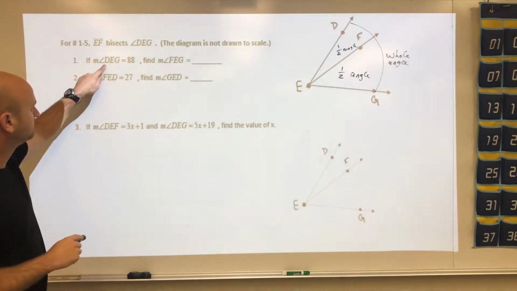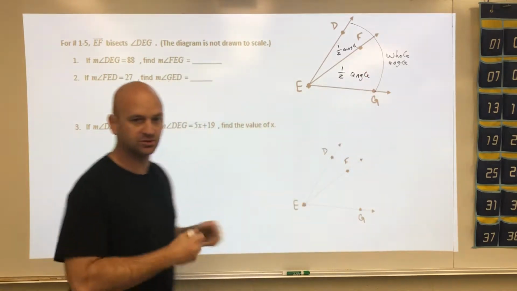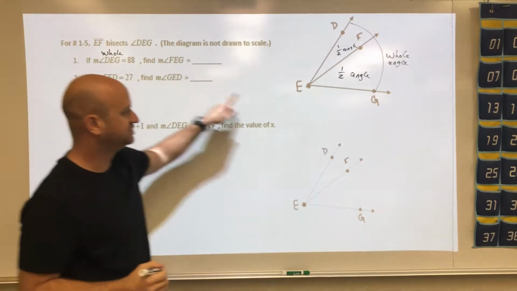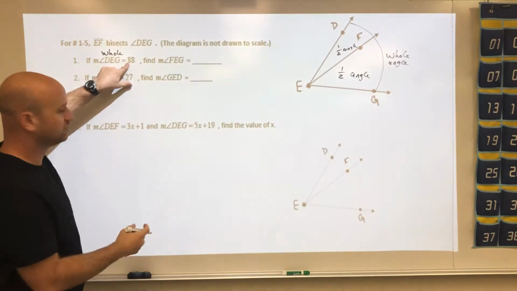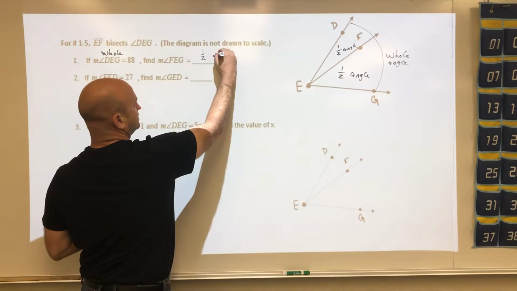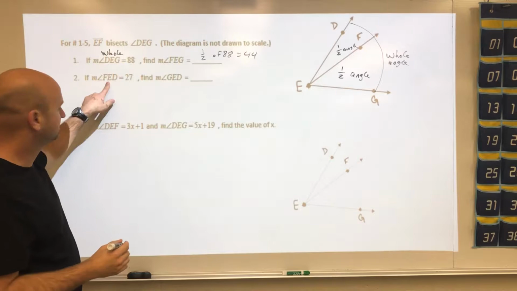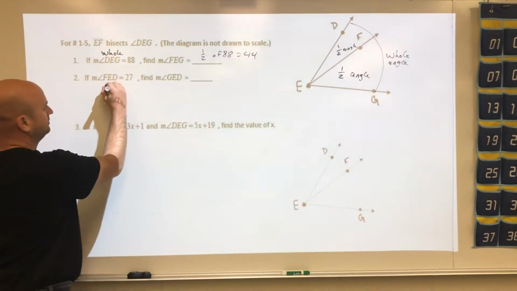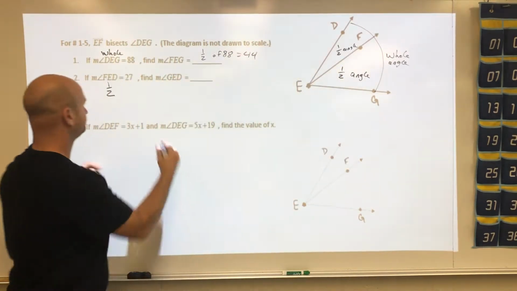So if we look at this one here, angle DEG, so DEG is going to be the whole angle. So we're going to identify this as the whole. Now FEG is F, E to G, that's half. So if you have the whole angle equaling 88, what's half of it? So half of 88 is going to be 44. Okay. For the next one, FED is a half angle, and then GED is the whole angle.